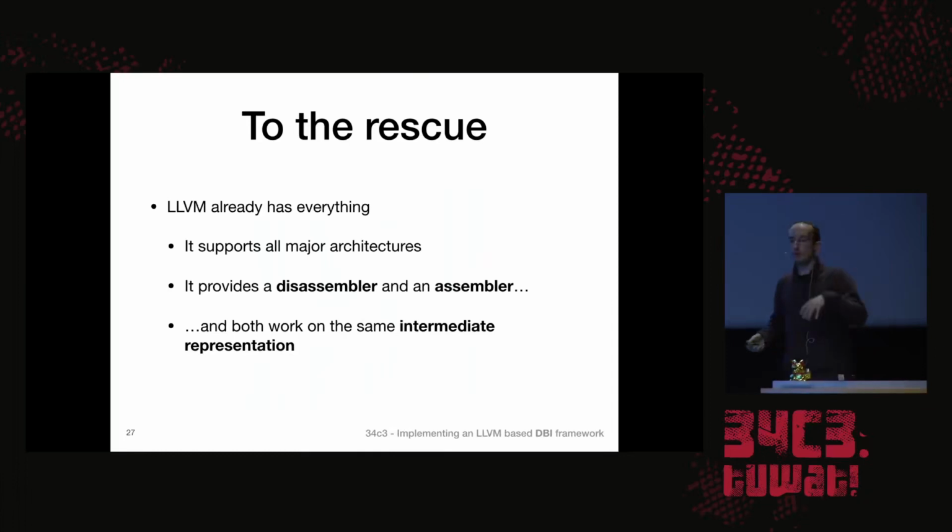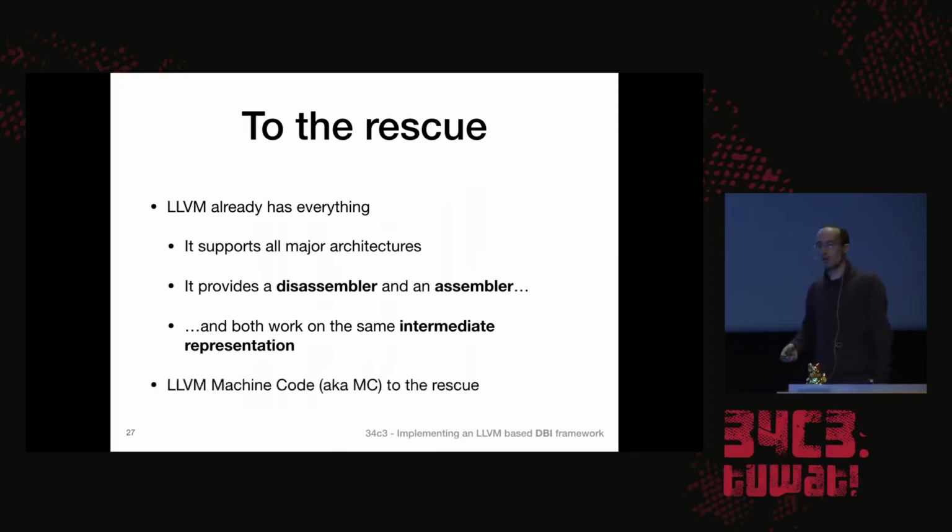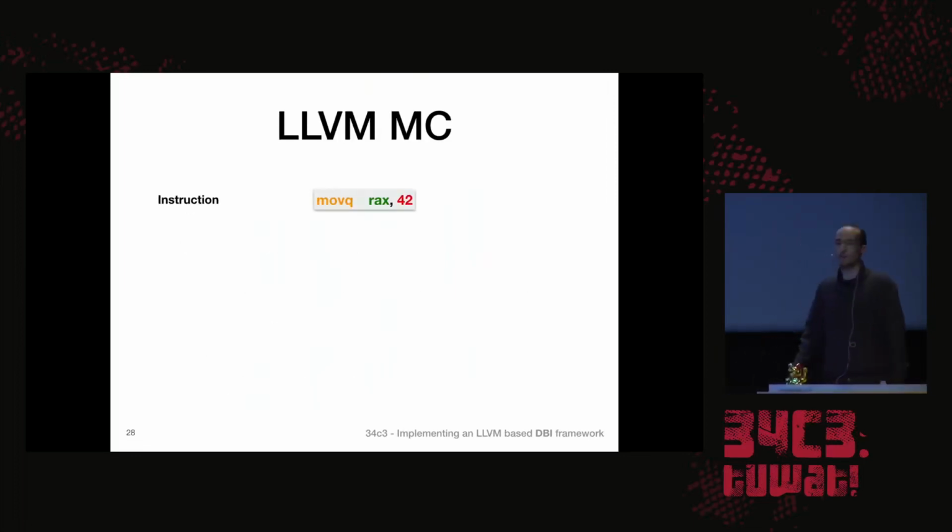Maybe some of you have already heard about the LLVM intermediate representation. But this is not the intermediate representation which is used for the compiler passes. It's another one, a more low-level one, which is called LLVM machine code, or LLVM MC. And this low-level representation is the glue between the disassembler and the assembler. So what is LLVM MC?